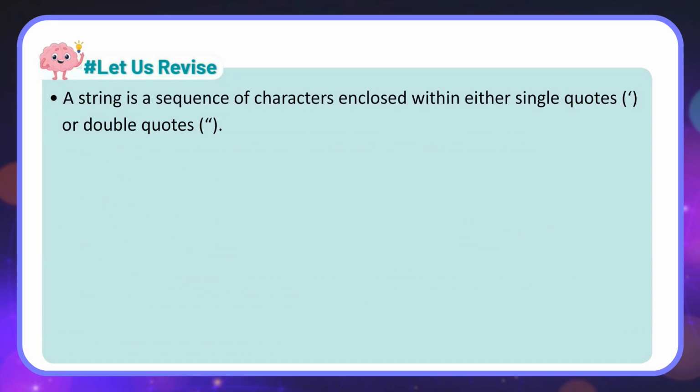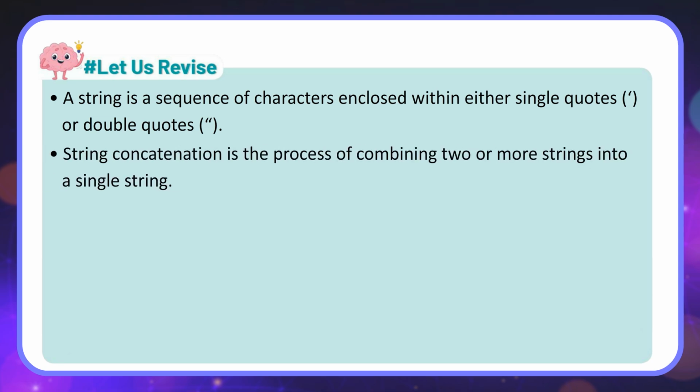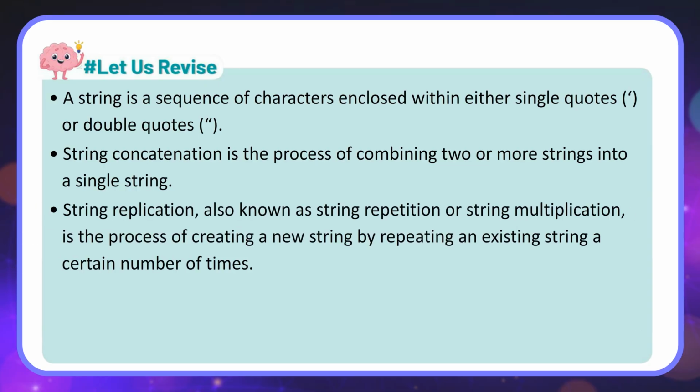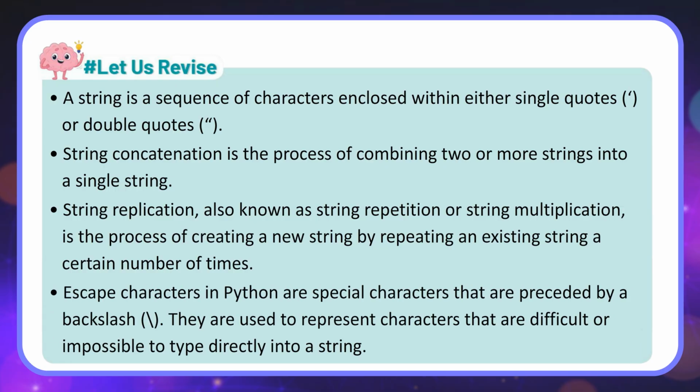A string is a sequence of characters enclosed within either single quotes or double quotes. String concatenation is the process of combining two or more strings into a single string. String replication, also known as string repetition or string multiplication, is the process of creating a new string by repeating an existing string a certain number of times. Escape characters in Python are special characters that are preceded by a backslash. They are used to represent characters that are difficult or impossible to type directly into a string.